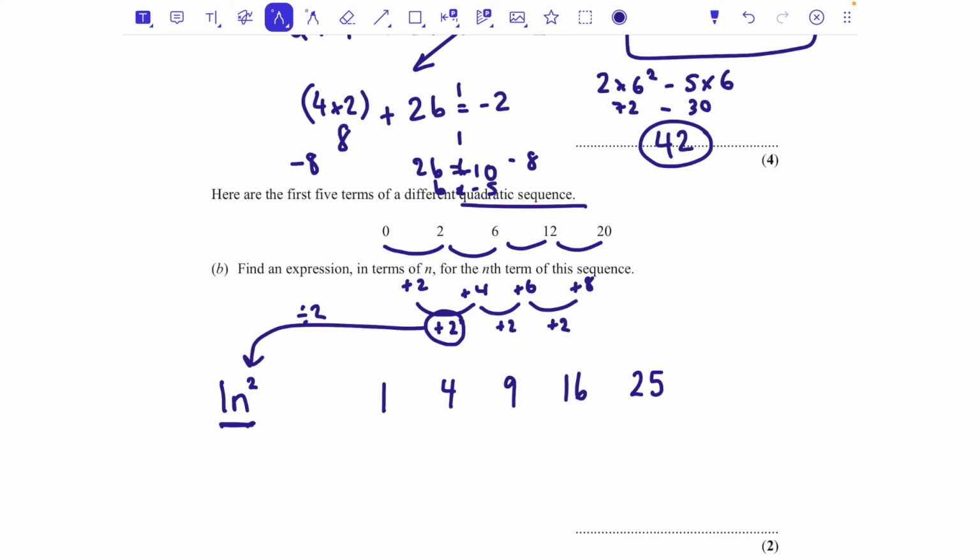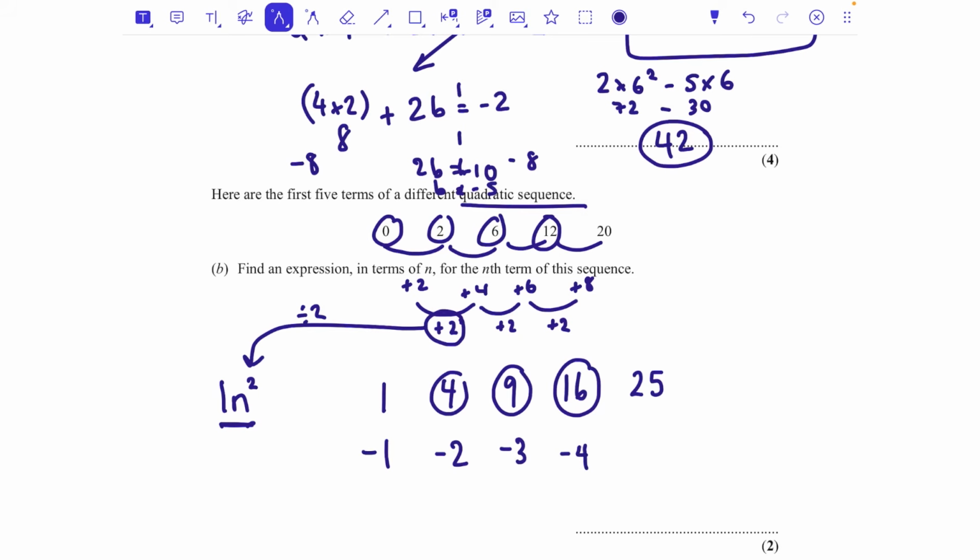That's what that means. And then we need to have a look and say, well, I've got 1, but I actually wanted 0. What do I need to do? I need to take away 1. I've got 4, but I actually wanted 2, so I need to take away 2. I've got 9, but I actually wanted 6, so take away 3. I've got 16, but I actually wanted 12, so that's minus 4. And I've got 25, but I actually wanted 20, so we're going to take away 5. What is the nth term of this bit? Well, this is just the minus 1 times table, so minus 1n.